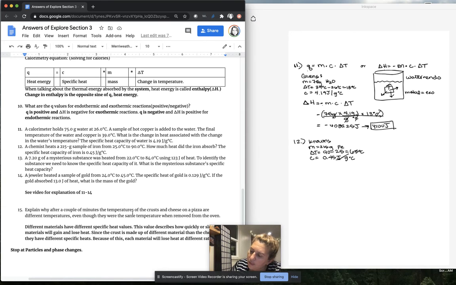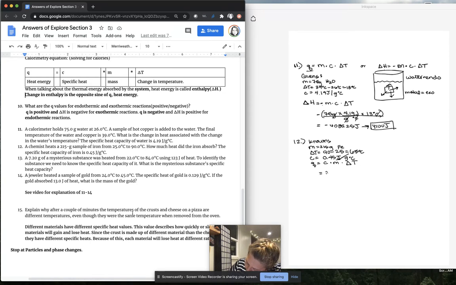Okay, so now what are we trying to figure out? It specifically asked in the problem, how much heat did the iron absorb? And if we go back and look at the equations, the two equations at the very top of the sheet, heat is going to be Q, not change in heat, just Q is heat, okay? So the equation I'm going to use for this problem is Q is equal to C times M times delta T, okay? So plug in my values.